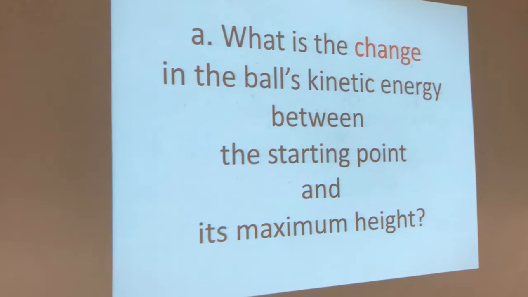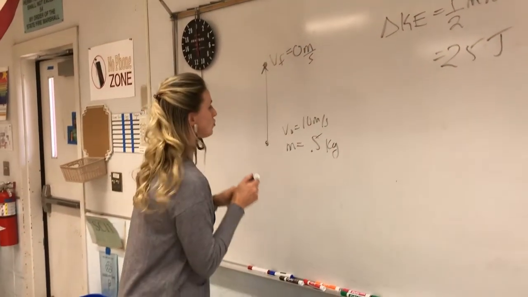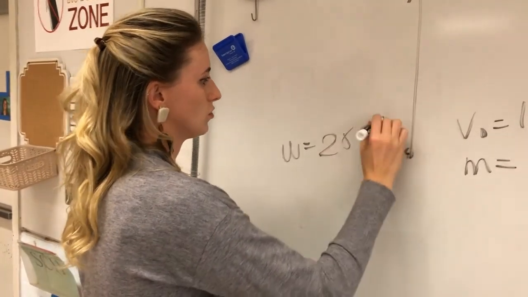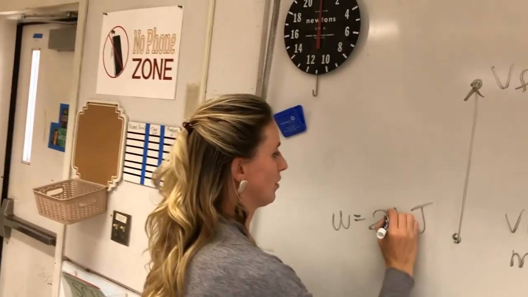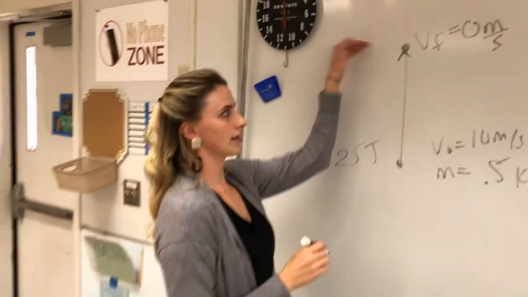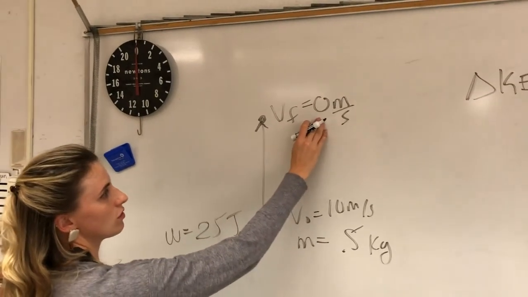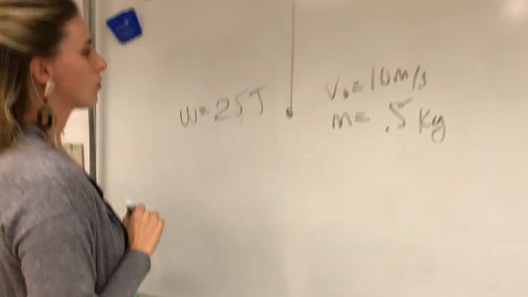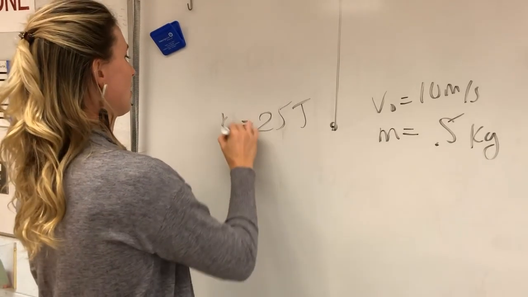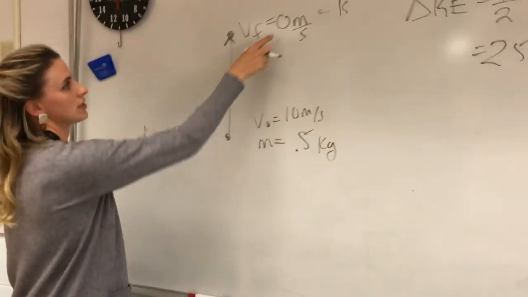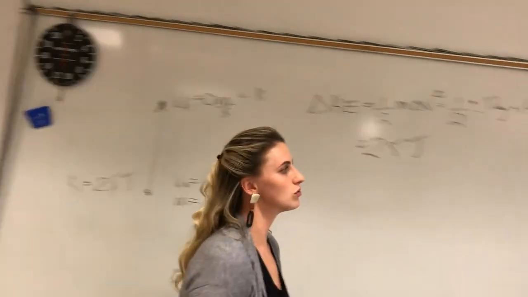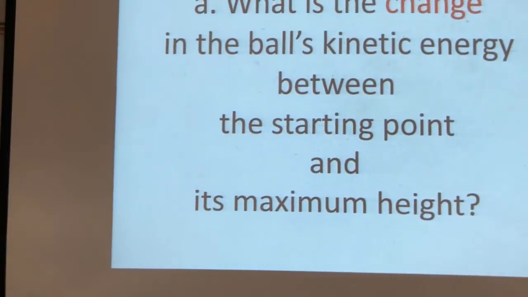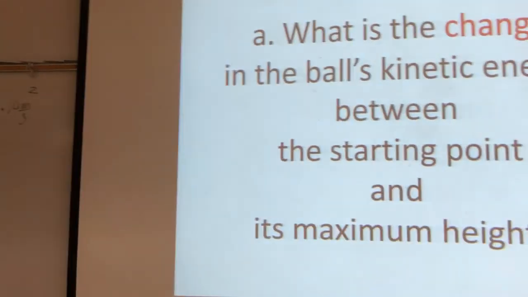Okay, so what is the change in the ball's kinetic energy between the starting point and the maximum height? So at the very beginning, it was 25 joules down here. And then, what do we know about the kinetic energy at the very top? Well, it's going to be 0. So kinetic energy at the bottom here is 25 joules. At the top, it's going to be 0 because it's all been converted. So the change in kinetic energy is negative 25 joules.